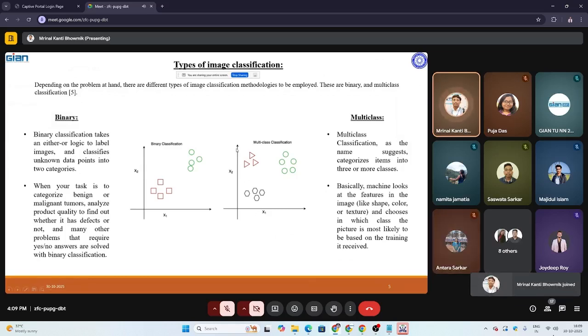Here you can see that there are three classes, which is classified as multi-class classification. Basically, the machine looks at the features, like what is the shape, color, texture. While the model is being passed through neural networks, the machine generally identifies the particular shape, color, or texture and chooses in which class the picture is most likely to be, based on the training it received.